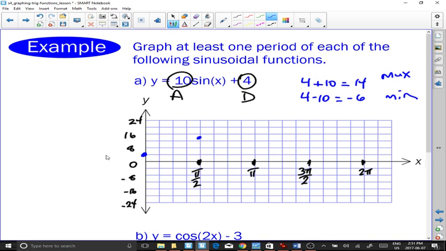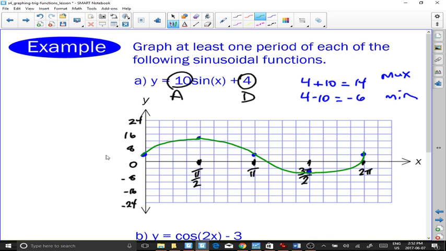Now at pi, we'll be back at the midline. At 3 pi over 2, we're going to be at -6, which is right here. And then at 2 pi, we're back at the midline. So it's not going to look too crazy. It'll look something like this. I already kind of blew it. It's kind of what we're looking for there.